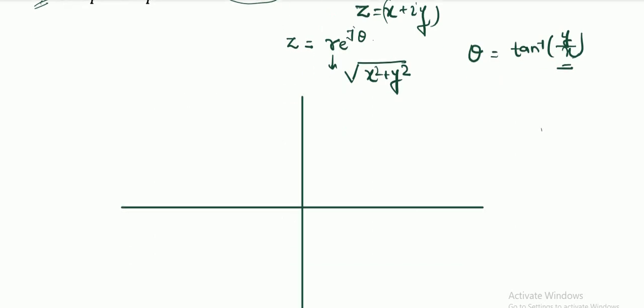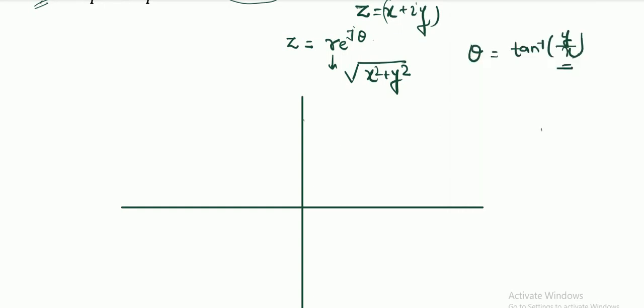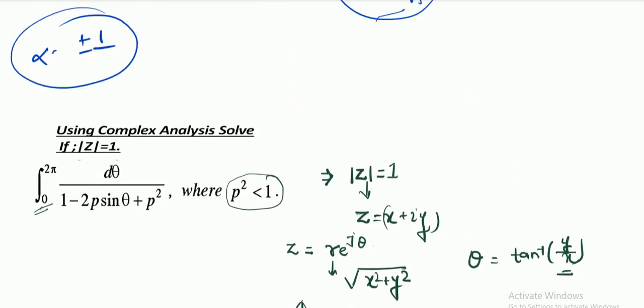So you can draw the circle. Now what is the magnitude of this circle? What is the radius of this circle? The radius of this circle is 1, that is a unity radius circle. So this is a unit circle, and its radius is 1. So the complex domain given is the unit circle.